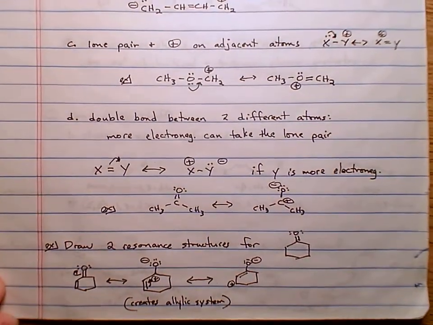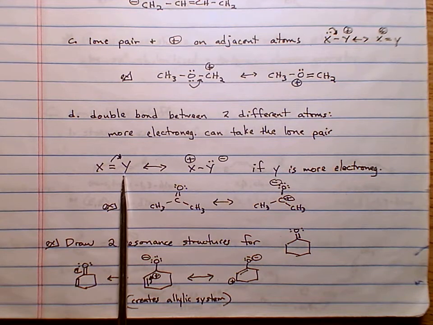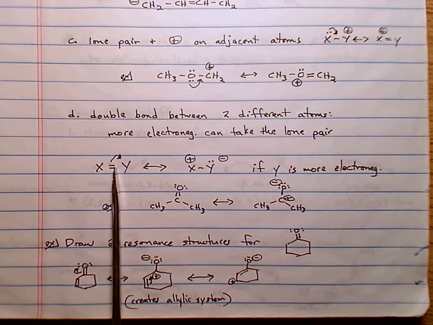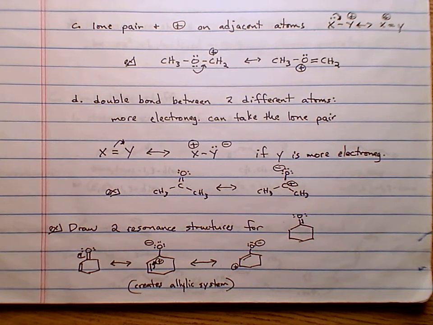All right. When you have a double bond between 2 different atoms, the more electronegative atom might take those 2 electrons. We can break this pi bond and put the 2 electrons on the more electronegative atom. That is a common resonance, and we can see that here. Here's carbon double bond oxygen. Break the pi bond, make a negative charge on the oxygen and a positive charge on the carbon. So we have resonance forms here.